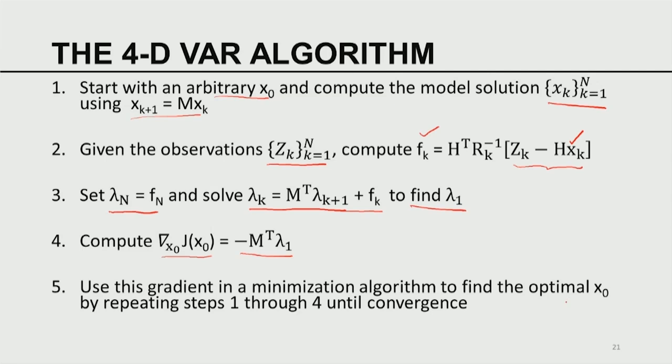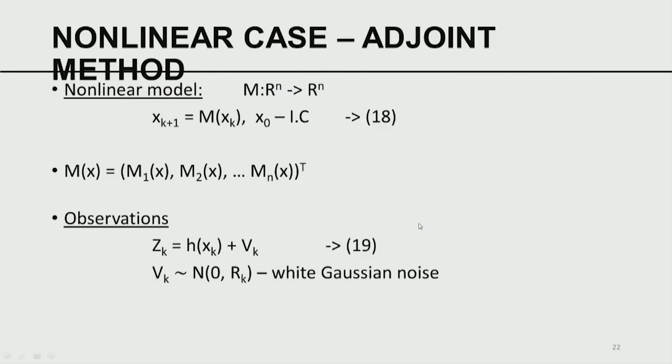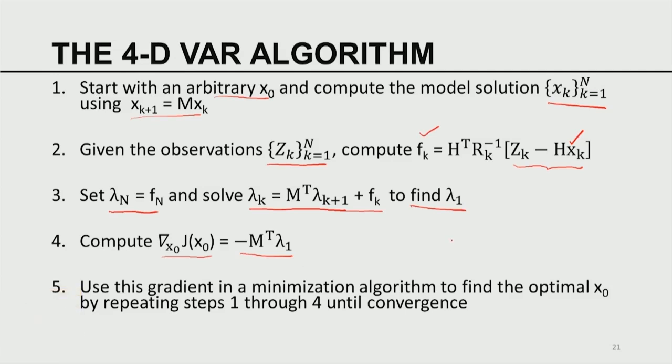Use this gradient in a minimization algorithm to find the optimal x naught by repeating steps 1 through 4 until convergence. So what does it mean? You start with an x naught, you compute the gradient of J with respect to x naught, you go in the negative of the gradient, alpha times the gradient of J, and then you get the new x naught. So this is x naught old, you compute the gradient, you subtract alpha times the gradient of J, define the new x naught, then start with this new x naught, run the model forward in time, calculate the forecast errors, compute the backward run and repeat this loop.